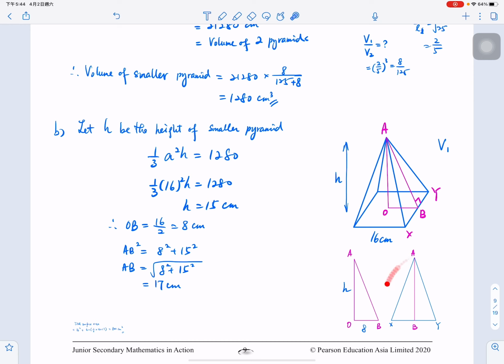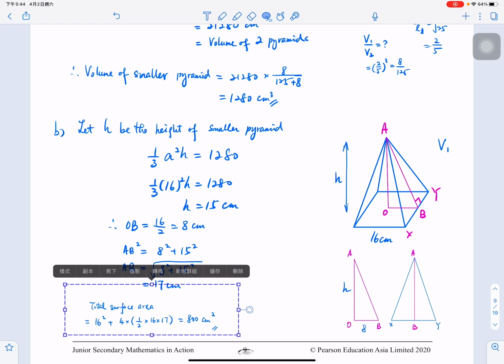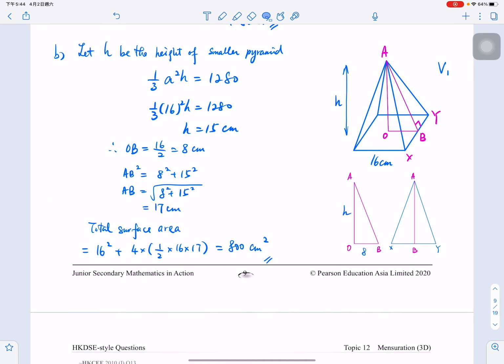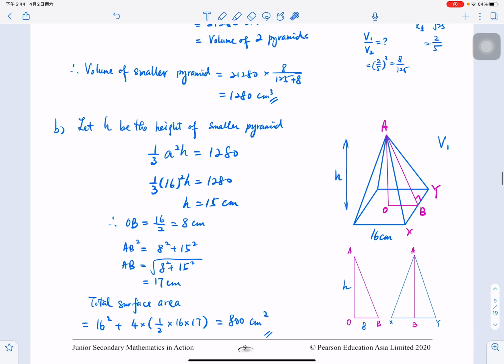If AB is 17, then we know the area of one isosceles triangle. Oh, this one is not 18, this one is 16. 16 times 17 over 2. Now we have 4 isosceles triangles and 1 base area. So as a result, the total surface area will be the base area, 16 square, plus 4 triangles, 4 times 1/2 of 16 times 17. So the total surface area will be 800 cm square.